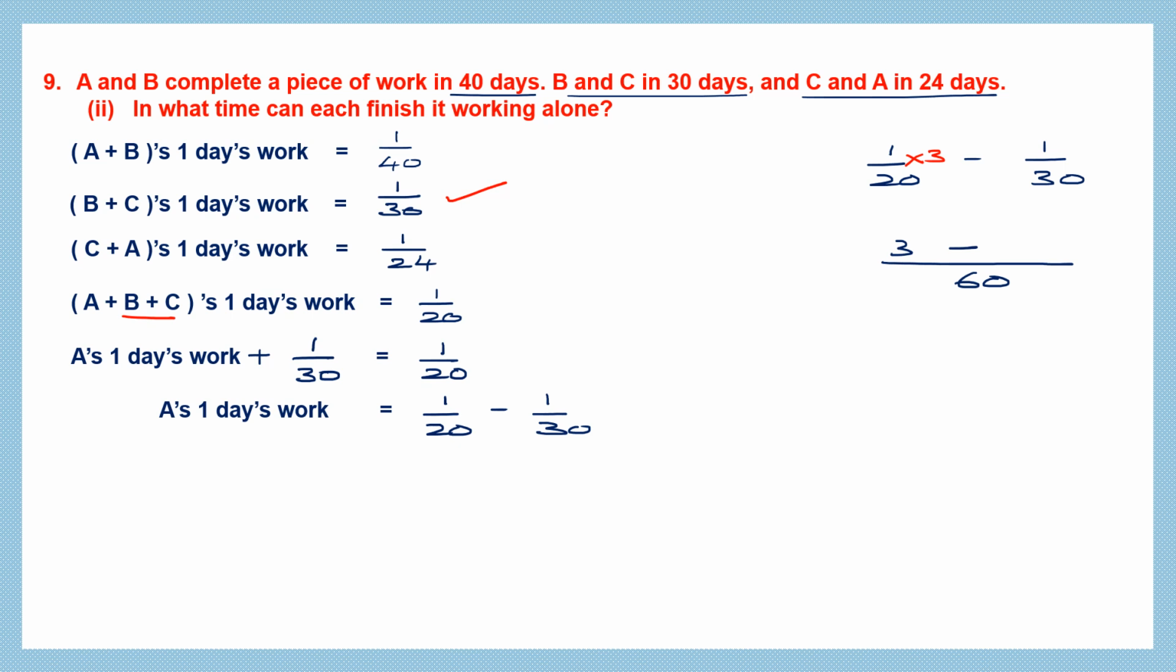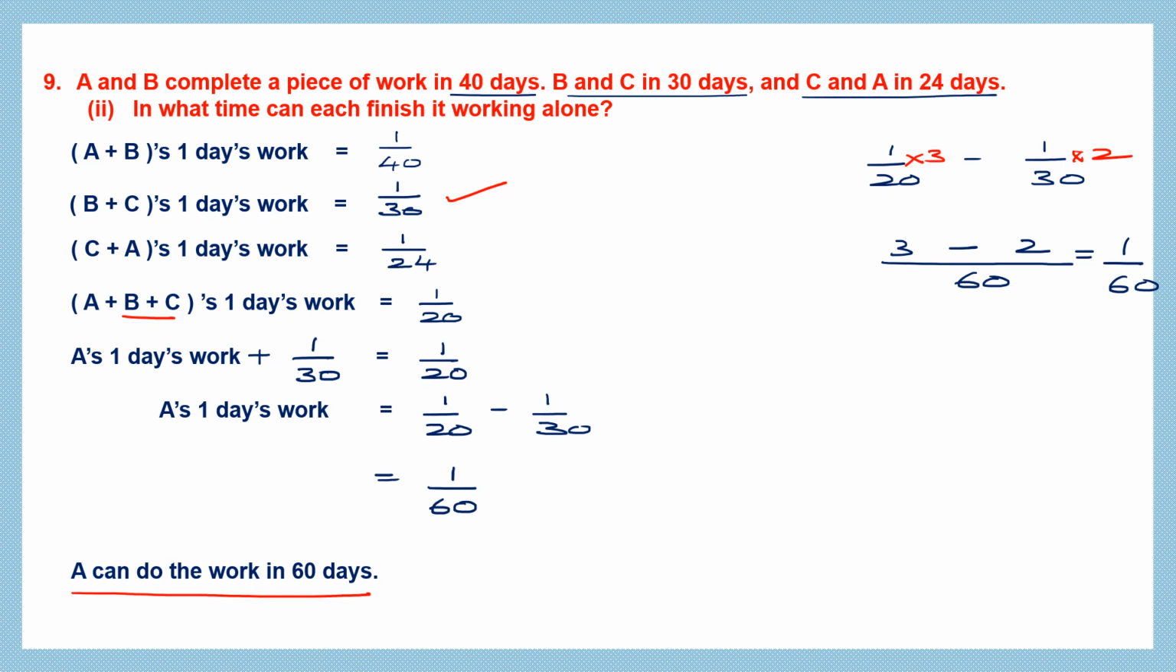So that is into 2. So 1 into 2 is 2. So 3 minus 2 is 1 by 60. That means A's 1 day's work is 1 by 60. So to find the time that A took to do the work is just the reciprocal of this. 1 by 60's reciprocal is 60 by 1 or 60. That means A can do the work in 60 days. So we found out about A.